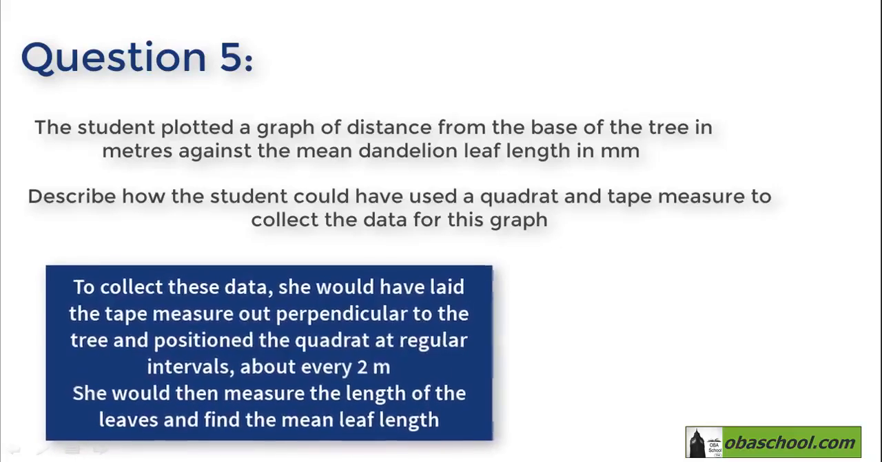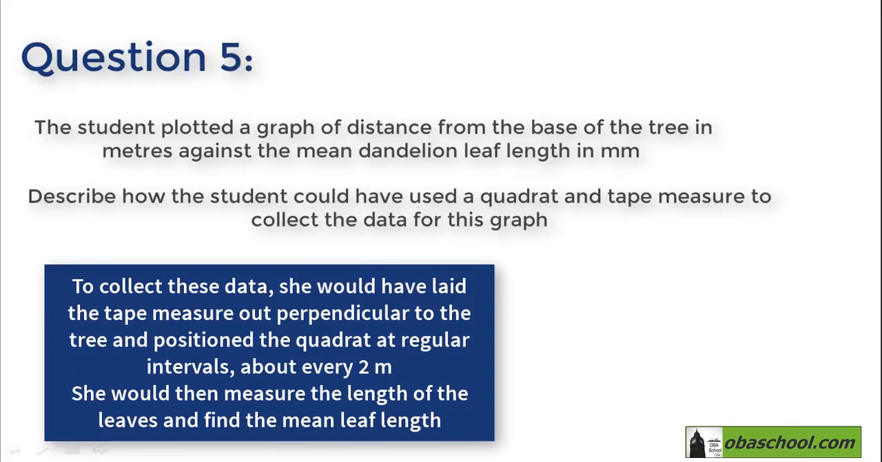So, to collect these data, she would have laid the tape measure out perpendicular to the tree and positioned the quadrat at regular intervals, about every 2 meters. She would then measure the length of the leaves and find the mean leaf length.